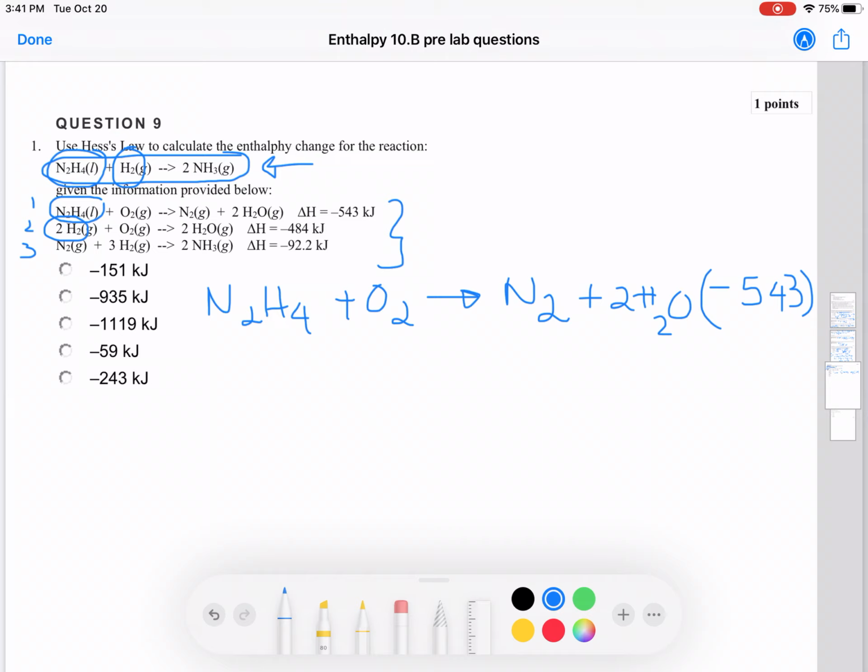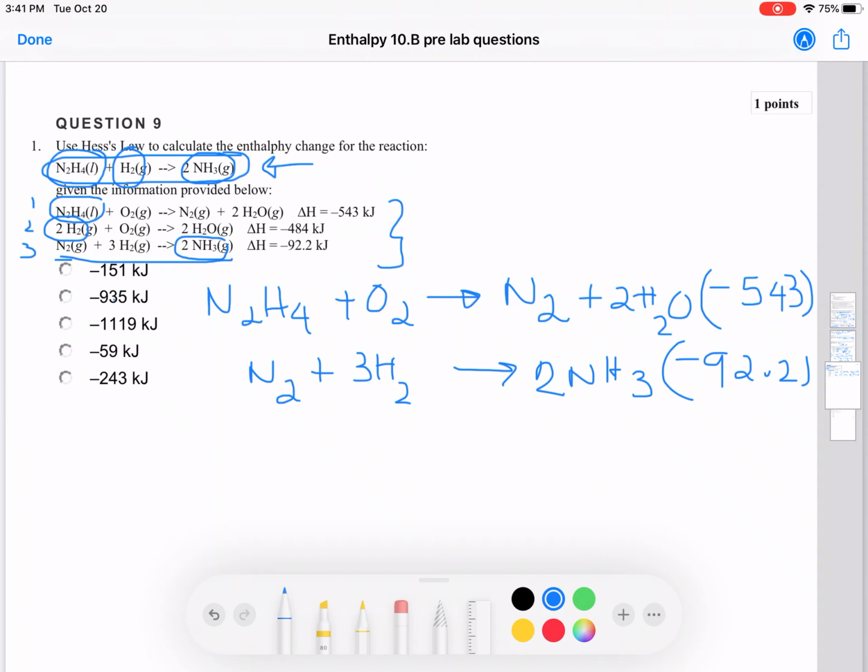Let's look at the third one. Nitrogen gas plus 3 hydrogen giving 2 ammonia. Now ammonia is a product, so we're going to keep it the way it is. I'm going to write it down: N2 plus 3 hydrogen gives 2 ammonia, negative 92.2 kilojoules. Now you can see here N2H4, hydrogen, and then ammonia. When we add these together, we might be getting our target reaction.